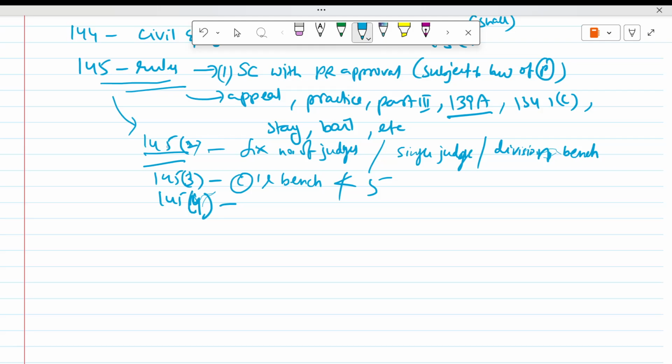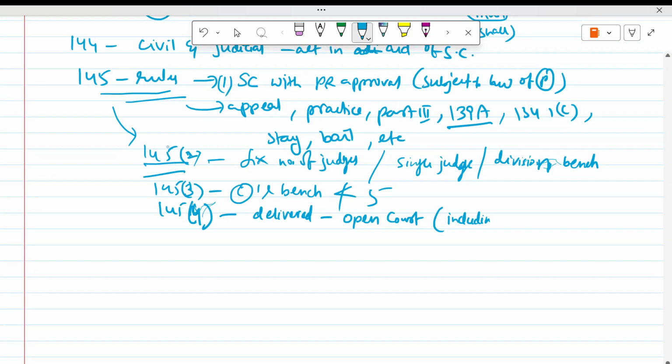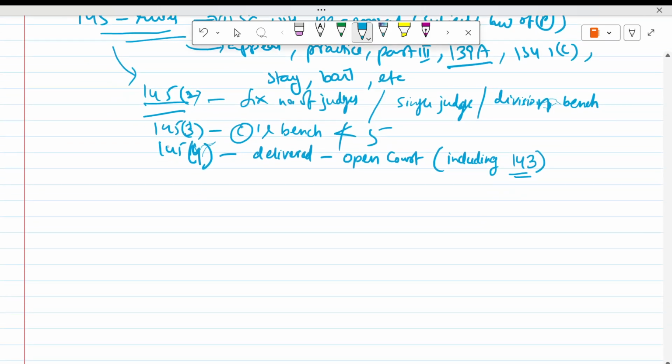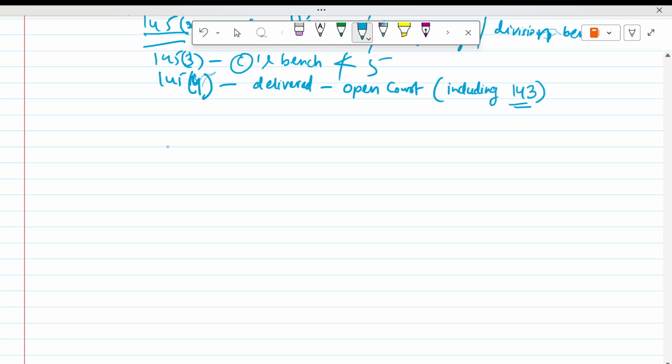Under Article 145, you have to give judgments. You have to give orders delivered in the open court, including under Article 143. When the President is asking for an opinion, it also should be delivered in the open court, and then the opinion should be conveyed to the President.